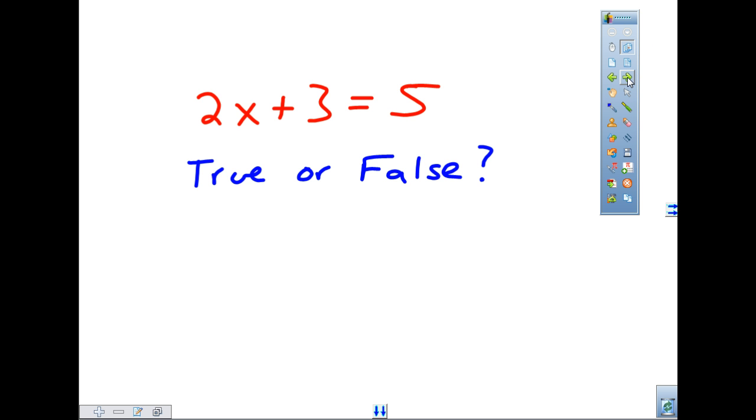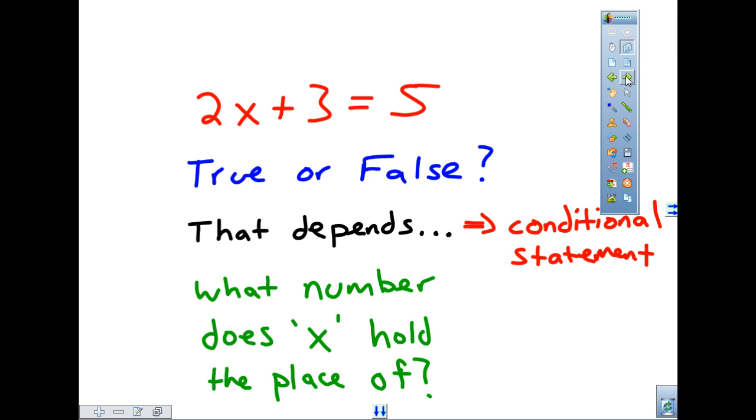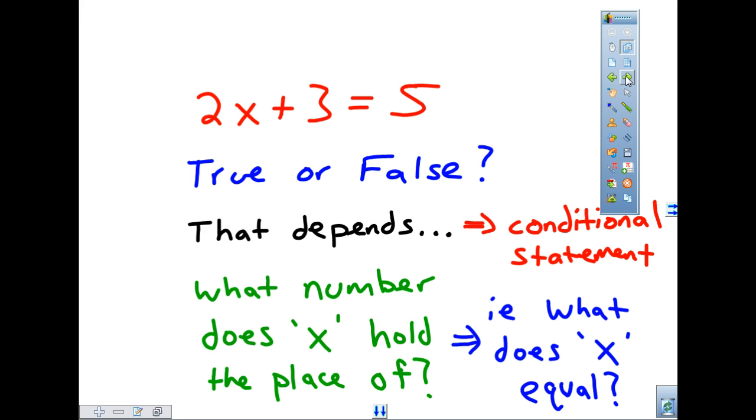Is this equation true or false? Well, that depends. What value, what number does x hold the place of? We need to decide that first, and then we can determine whether it's true or false. Right? So because it depends on the value that we want for x, that's why this is a conditional statement. It may be true or it may be false, depending on the initial condition of whatever we decide x should hold the place of. Whenever we ask what number does x hold the place of, usually we say it more simply as what does x equal, right? But that's asking what number is x holding the place of.